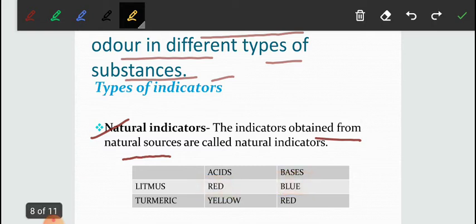Similarly, we have turmeric. Turmeric is originally yellow in color. So when we add turmeric in acid, it remains the same color, that is yellow. But when we add turmeric in base, it will give you a red color.